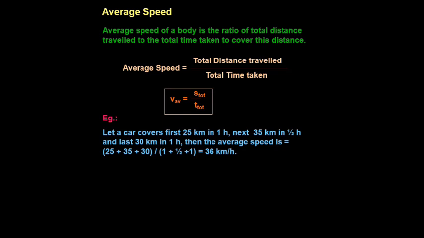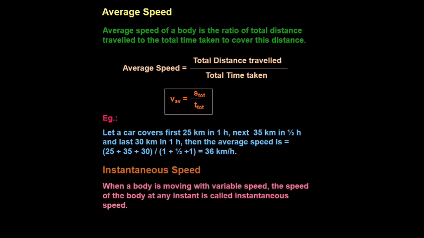Then will you take 25 plus 70 plus 30? The answer is no. You have to take the average speed as: first add all the distances, 25, 35 and 30, divided by the total time, 1 hour plus half hour plus 1 hour. The answer comes out to be 36 km per hour. Instantaneous speed. When a body is moving with a variable speed, the speed of the body at an instant is called instantaneous speed. The car speedometer shows you the instantaneous speed.